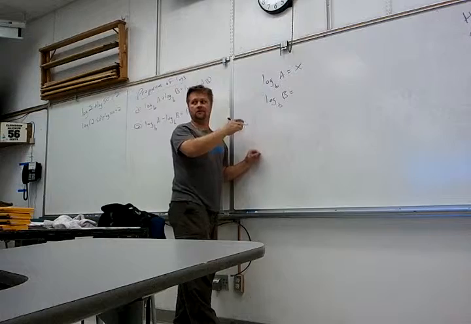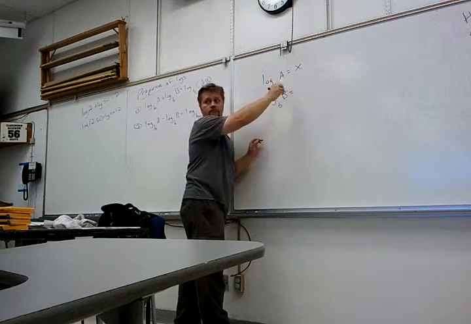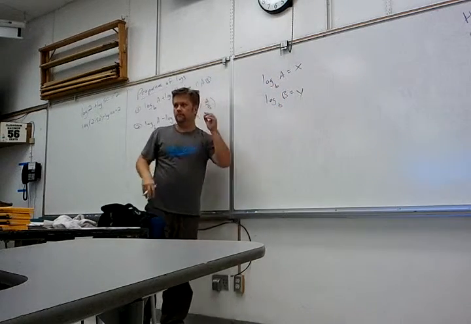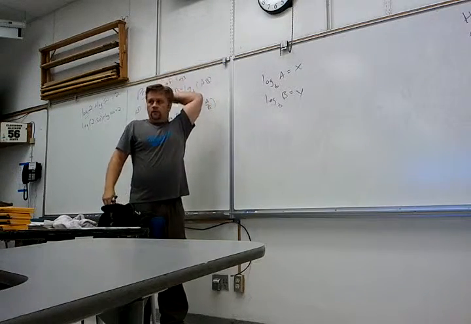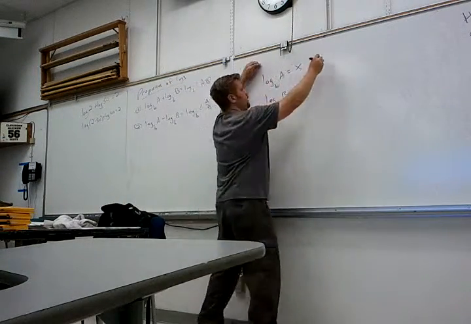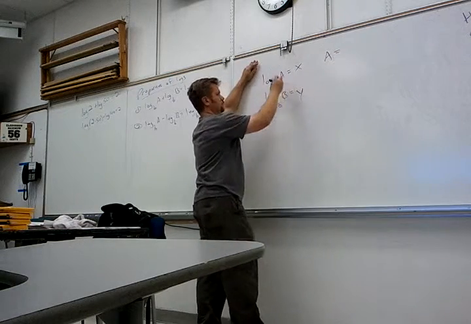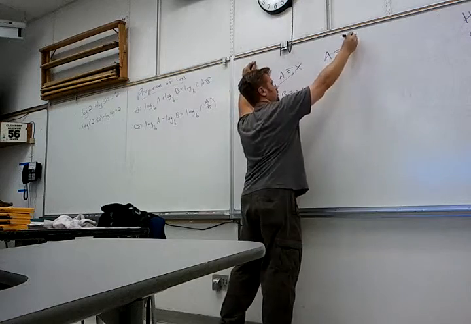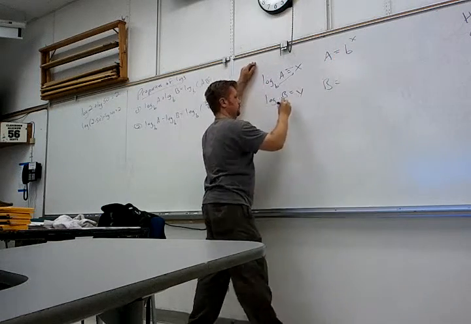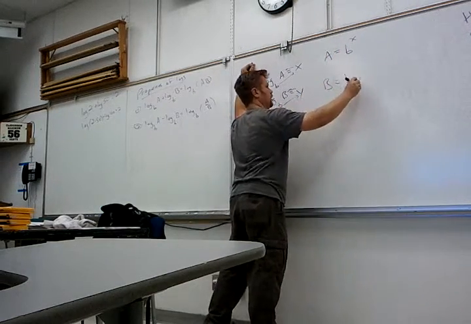What do you think we're going to call it? We don't know. x? Is it the same? No. So you have to give it a different name. If you give it the same name, you're telling me they're the same. So what does this say then? a is what? b to the x power. And this says that big B is b to the y.